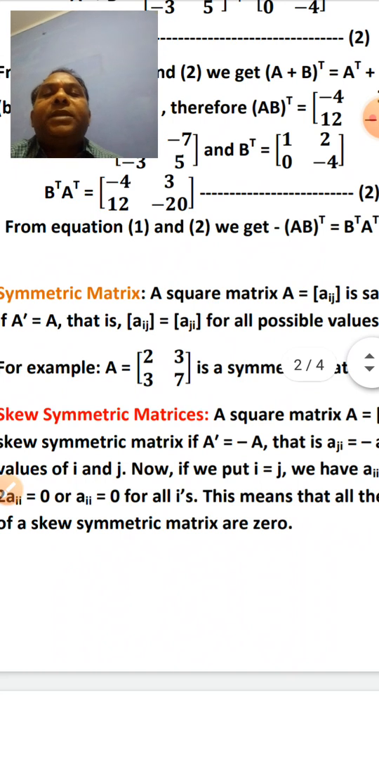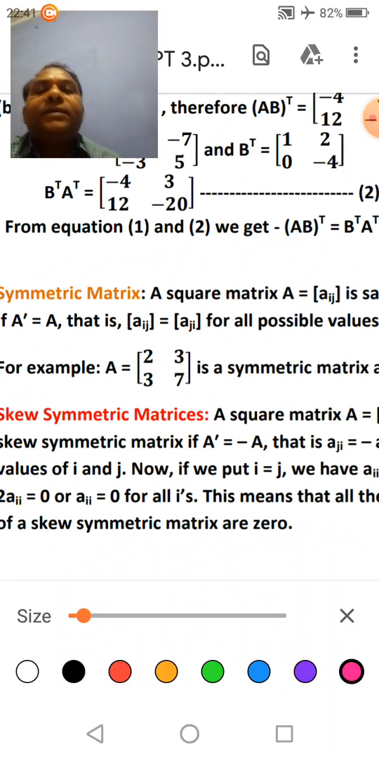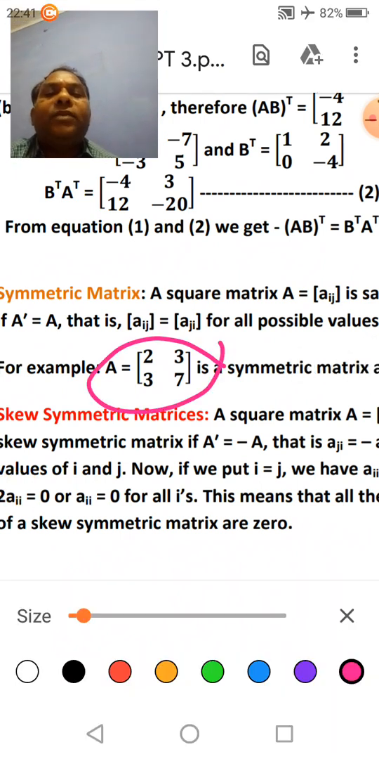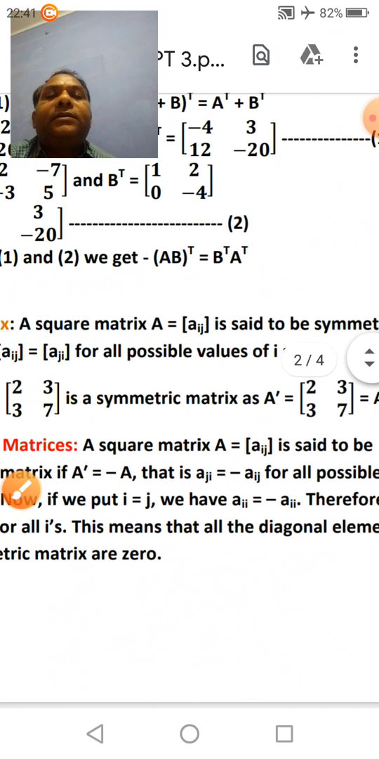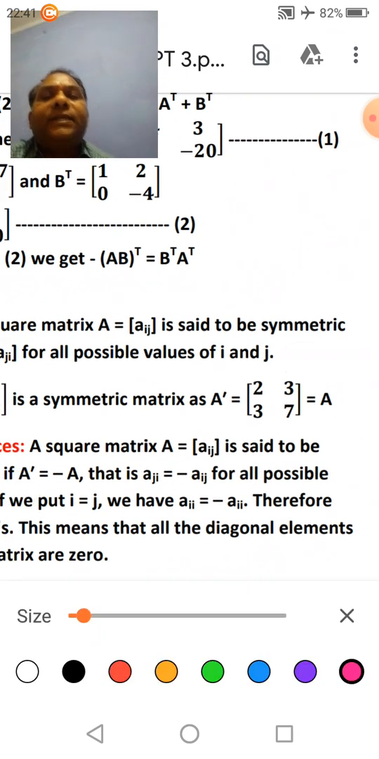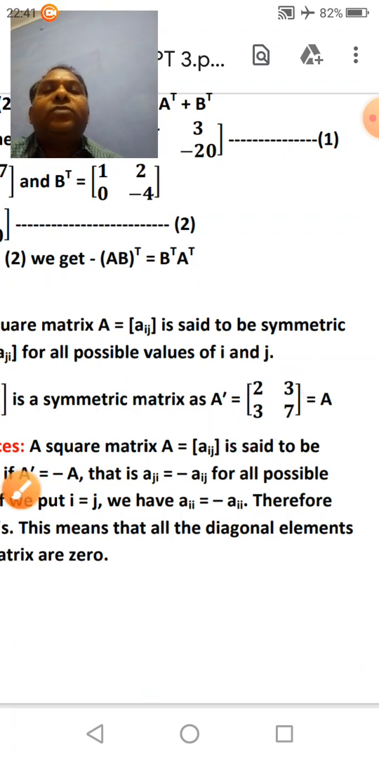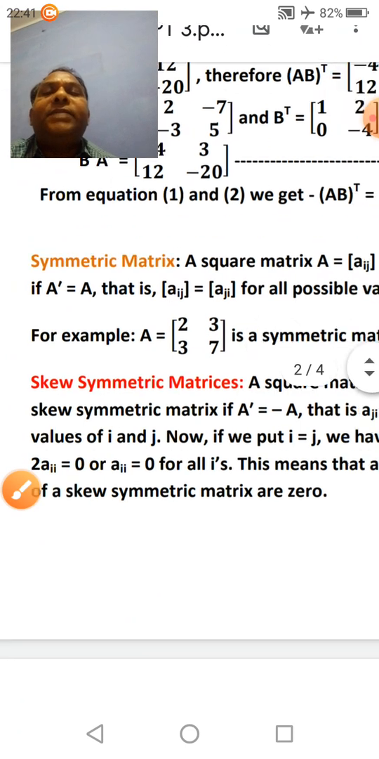For example, matrix A is given. A is equal to 2, 3, 3, 7 row wise. Then find A dash. A dash will be 2, 3, 3, 7, which will be equal to A. So here A dash is equal to A, so the given matrix is a symmetric matrix.